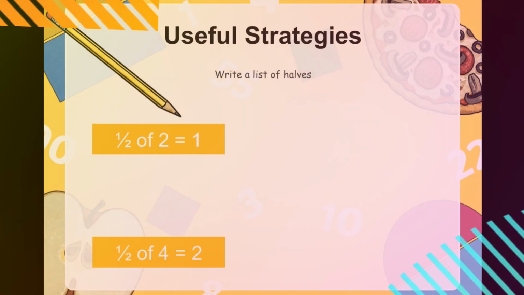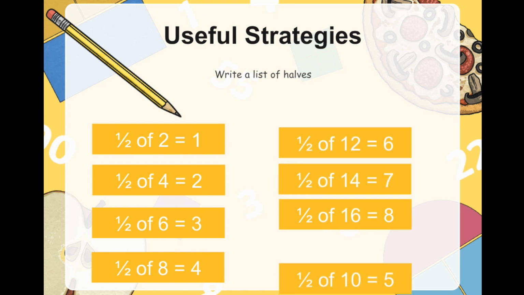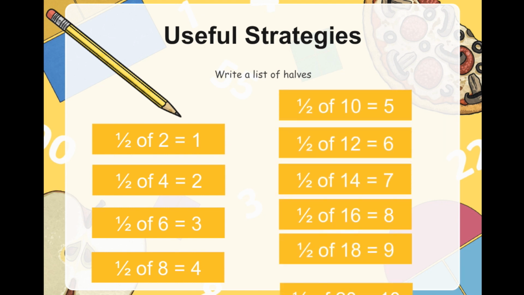Here are a list of halves up to 20. Half of 2 is 1. Half of 4 is 2. Half of 6 is 3. Half of 8 is 4. Half of 10 is 5. Half of 12 is 6. Half of 14 is 7. Half of 16 is 8. Half of 18 is 9. Half of 20 is 10.